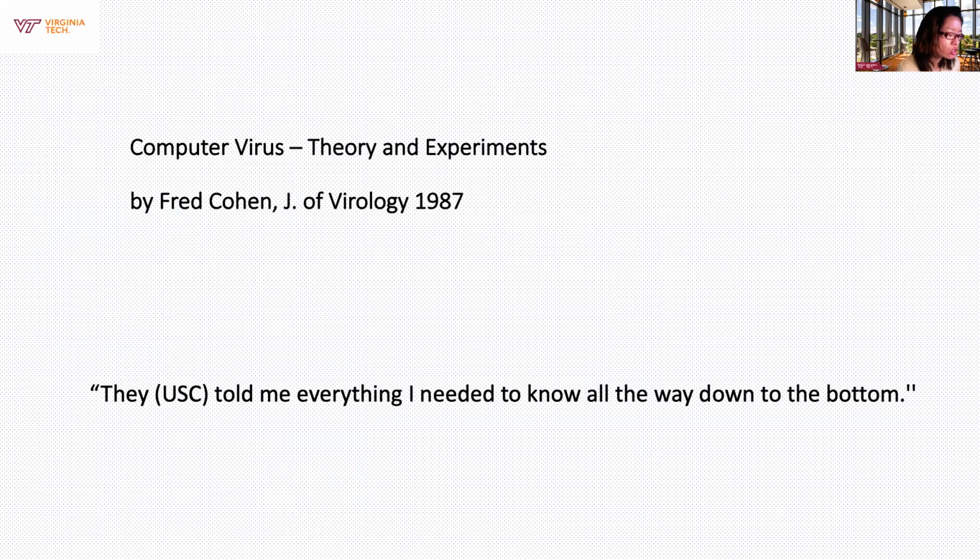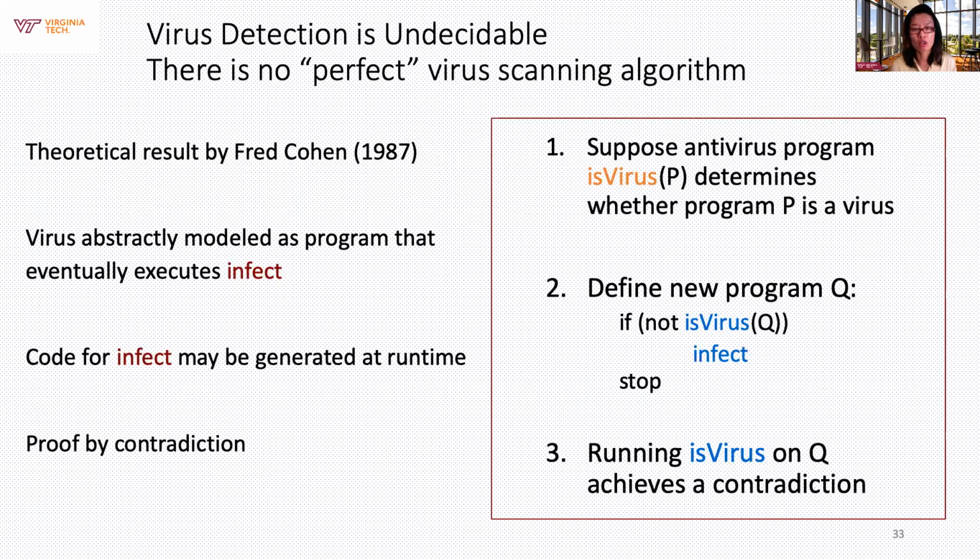Before we end today, I want to say a little bit more about Fred Cohen's paper. In the paper, we have talked again and again about the impossibility theorem, but it has a lot more information. Interestingly, he also said that USC, where he got his PhD, told him everything he needs to know all the way down to the bottom. So it's a very, very nice compliment for his alma mater.